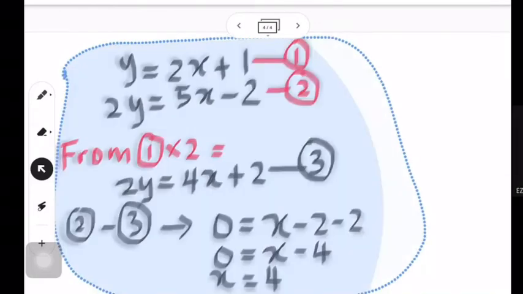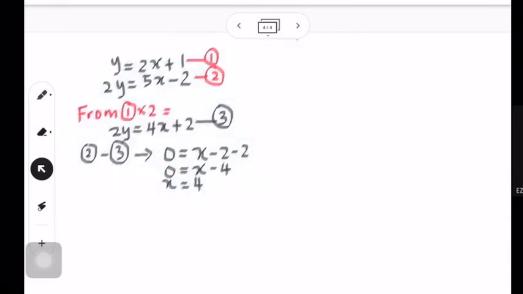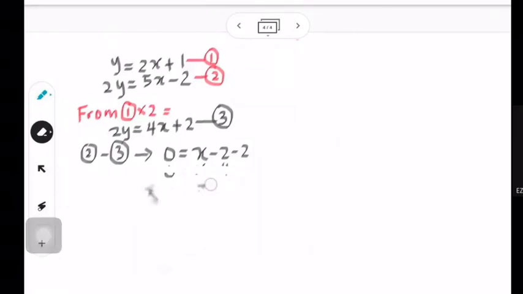Teacher, kenapa yang 0 equals to x minus 2 minus 2? Okay. Sekejap. Okay, yang 0 tahu kan? Y minus y. Perhaps kalau cikgu tulis rapat-rapat, you can see it clearly. Nanti kita tulis rapat-rapat balik. Tulis balik, I'm going to copy down the equation.